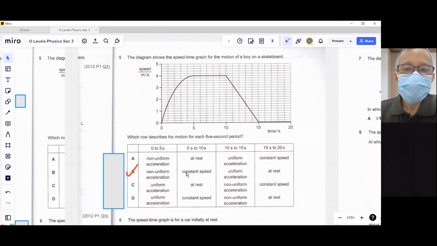Okay, make sure you get this. This is a curve, so non-uniform acceleration. Horizontal line, constant speed. Straight line downwards, constant acceleration or constant deceleration. 0 on the x-axis means at rest, not moving.